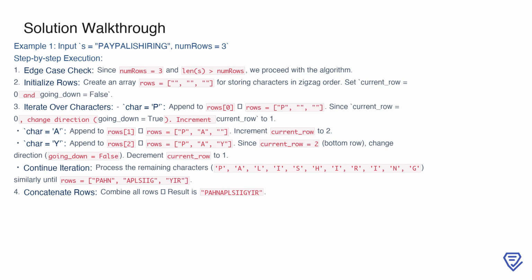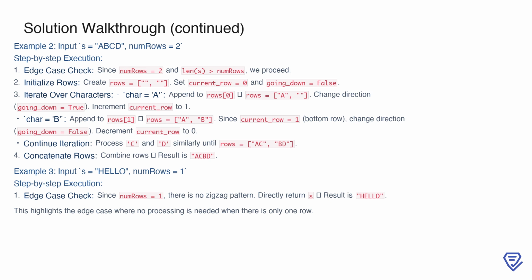Finally, we concatenate the rows to form the result string, which is PHNAPLSIGYIR. Now, let's consider the input string ABCD with 2 rows. Since the conditions are met, we proceed with the algorithm. We initialize an array rows with 2 empty strings and set current_row to 0. The going_down flag is initially false.